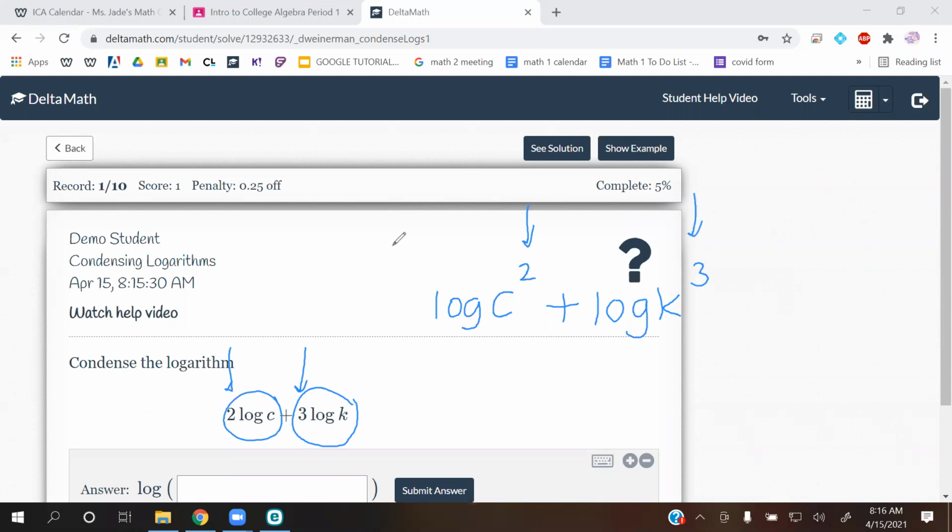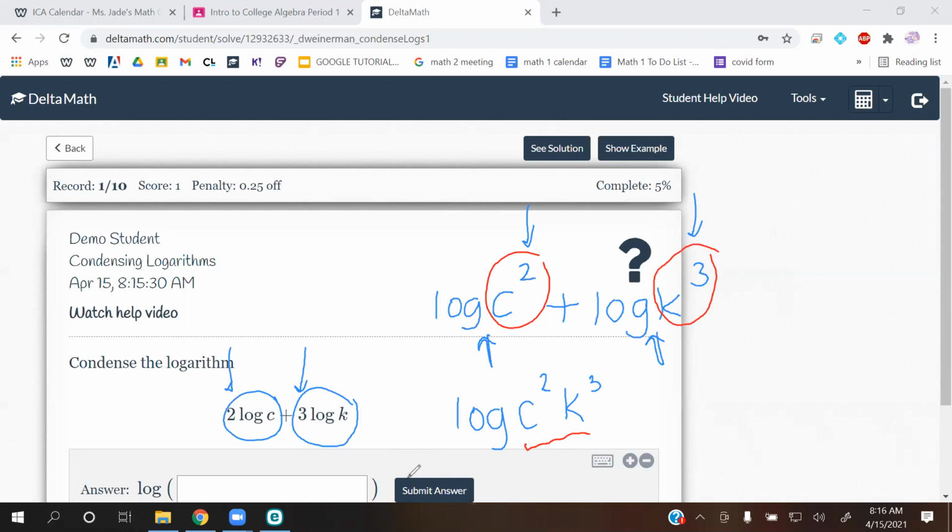Okay, so once we've turned those multiplying numbers into an exponent, we want to combine this even further, double checking first of all that they have the same base. They do, they are both base 10. And since they have the same base, we can combine these two. When they're being added, the log base 10 of C squared plus log base 10 of K cubed, it means you can multiply the values together. So we have log of C squared K cubed. I'll just circle it. We'll take these two values and multiply them together to give us that.